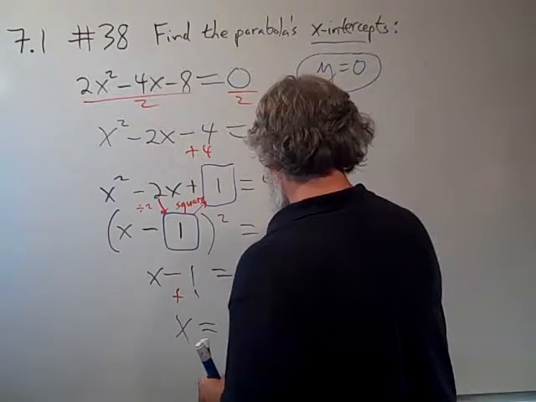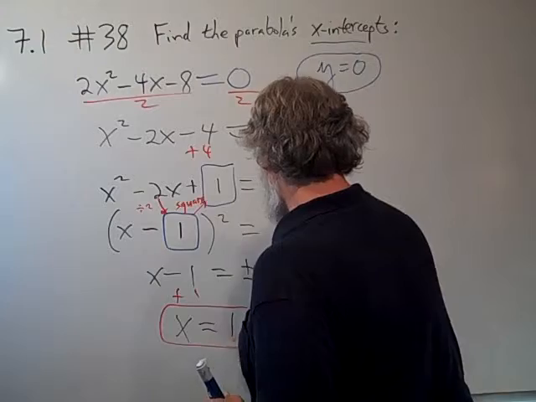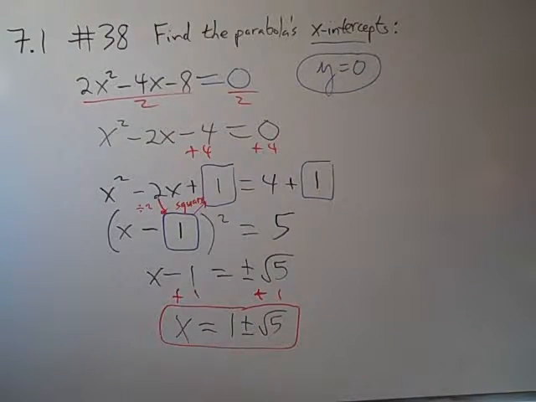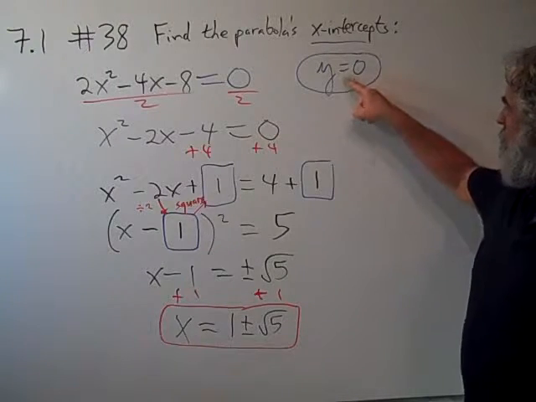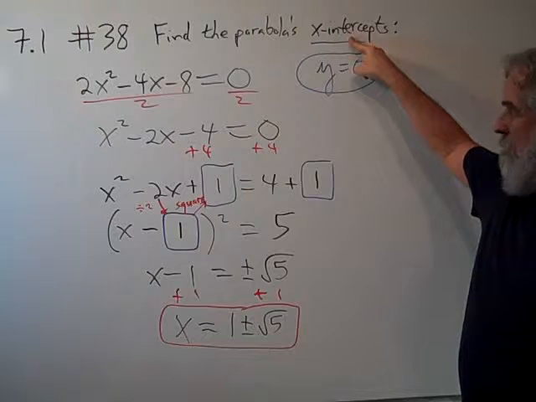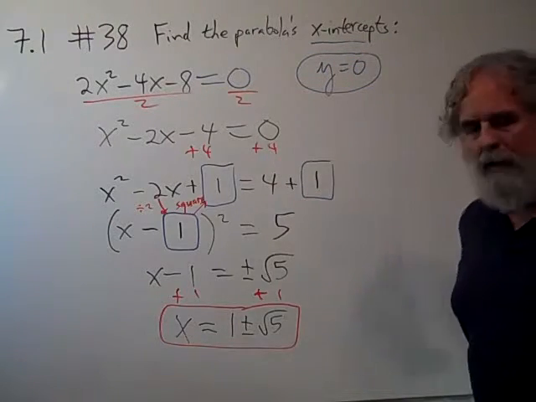And we have solved this quadratic equation, which is to say we found two x-intercepts of this parabola that we started with.